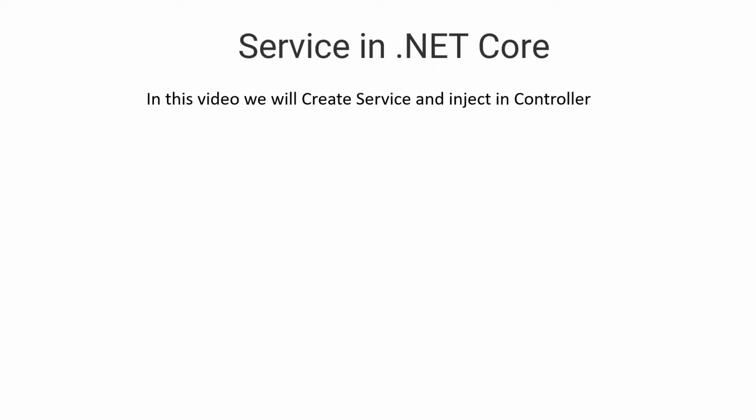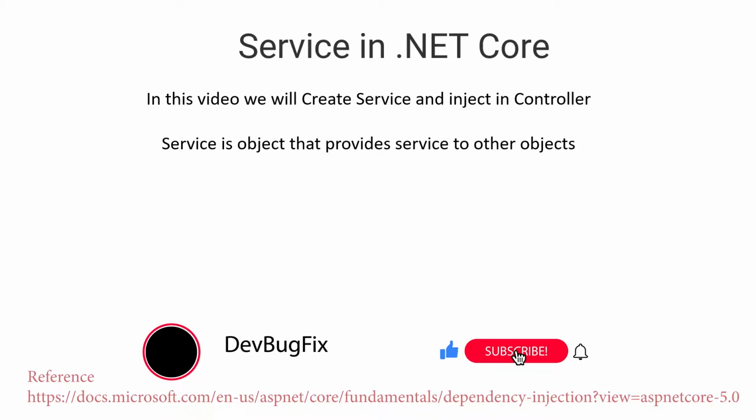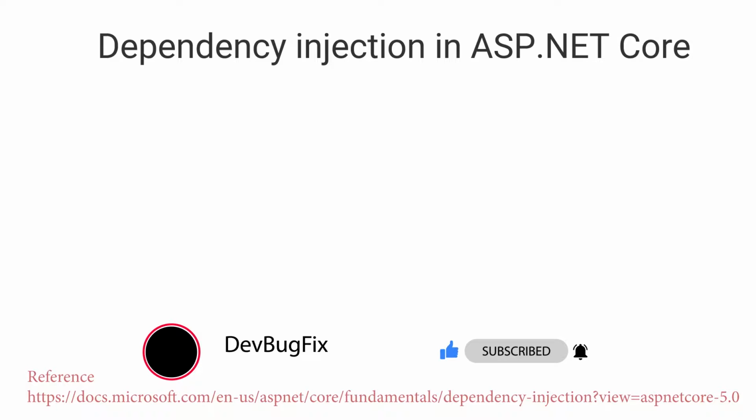In this video, we will create service and we will inject this service in a controller. So basic definition of a service is an object that provides service to other objects. This service will be a communication layer between controller and Entity Framework. But first, we will understand dependency injection in ASP.NET Core. In ASP.NET Core, it's very easy to create service even if you don't know dependency injection design pattern.